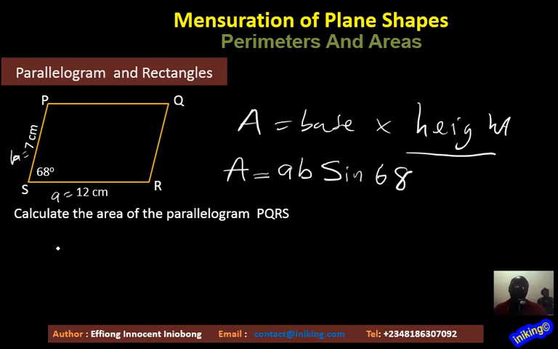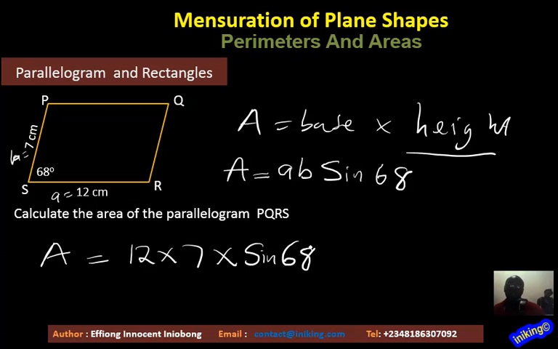So here, you will agree with me that the area of the parallelogram will be 12 times 7 times the sine of the included angle, sine 68, which is still the same thing as base times height. 12 is my base, 7 times sine 68 will be my height. If 7 is my base, 12 times sine 68 will be my height. So I've done nothing wrong.